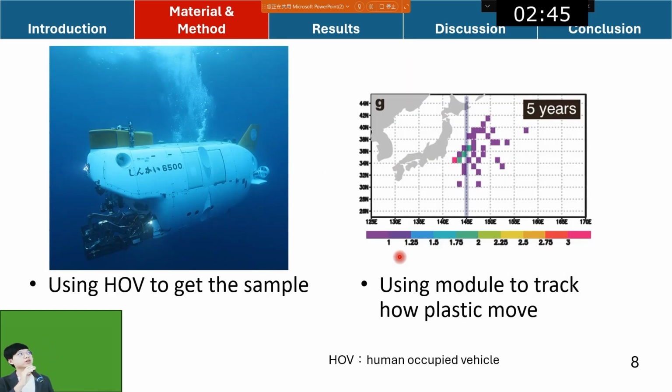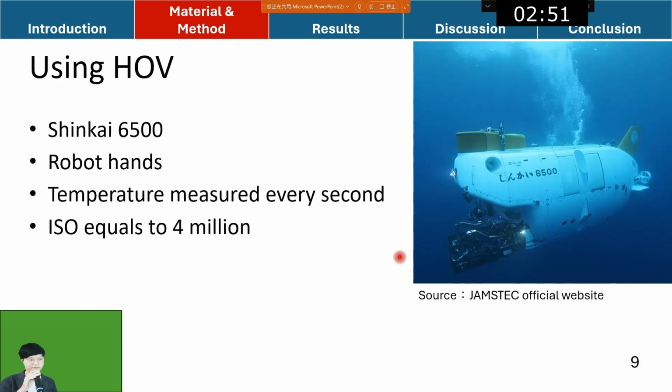The method we are using to analyze this place is using an HOV to get samples and using a model to track how plastic moves. The HOV is the Shinkai 6500, and it uses its robot hands to collect the samples. The temperature is measured every second, and its camera can have an ISO of 4 million. It means we can take pictures without any added light.